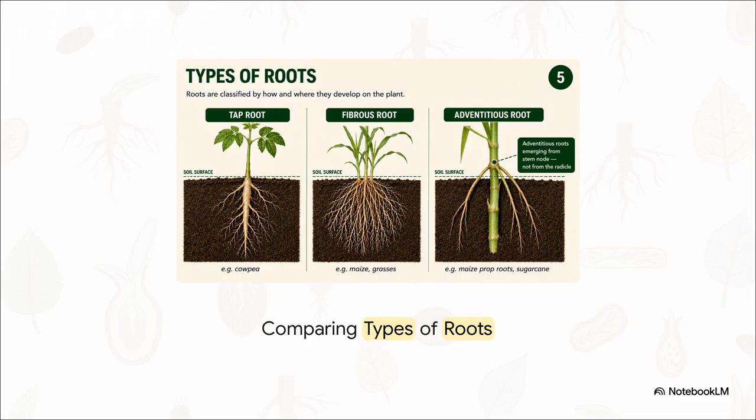Like the cowpea, this features one dominant root driving straight down into the earth like a heavy spike. Second, we've got the fibrous root, and yes, if you guessed this is what you'd find on maize and other grasses, you hit the nail on the head. It's a dense, shallow network of thin roots that are all roughly the same size.